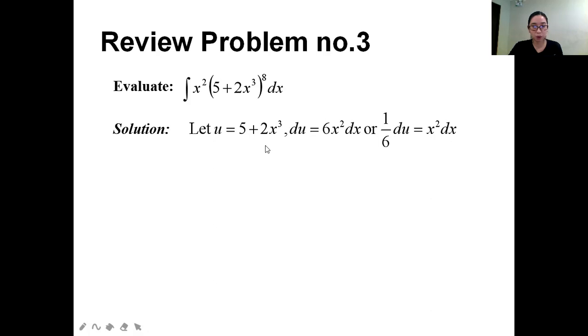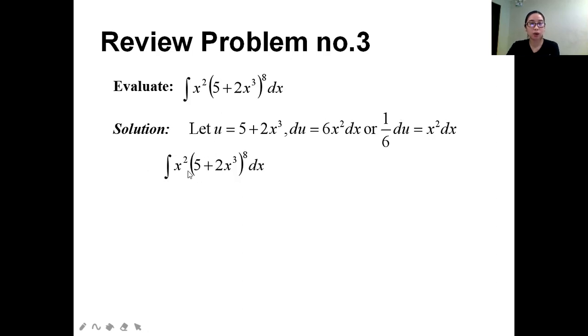So, the derivative of 5 plus 2x cubed is 3 times 2 is 6, x, and minus 1 is 2. So, du is equal to 6x squared dx. Or, we rewrite it to satisfy what is given here, since what remains is x squared dx. So, we rewrite it, move the 1/6. So, we have 1/6 du is equal to x squared dx. So, our neutralizing factor here is 1/6.